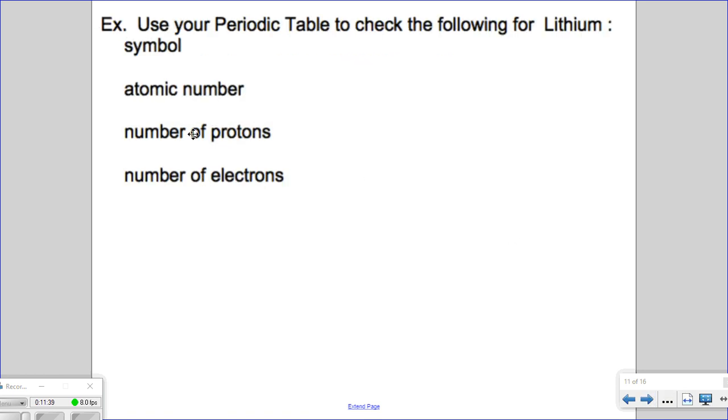So you can use your periodic table to check the following for lithium. Identify its atomic number, number of protons, and number of electrons. We can take this information up during class.